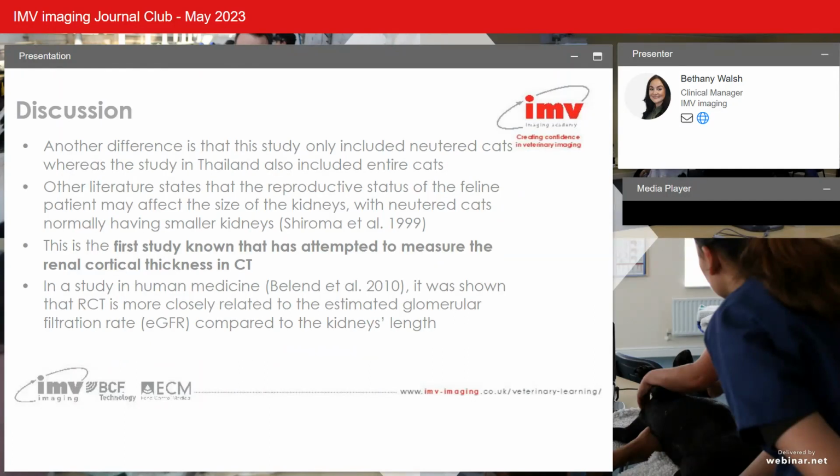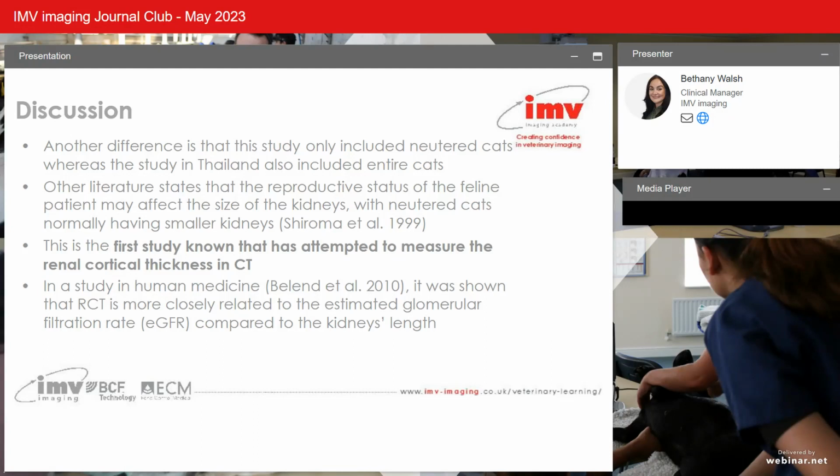Another difference is that this study only included neutered cats, whereas the study in Thailand also included entire cats. Other literature states that the reproductive status of the feline patient may affect the size of the kidneys, with neutered cats normally having smaller kidneys. This is the first known study that has attempted to measure the renal cortical thickness within CT.